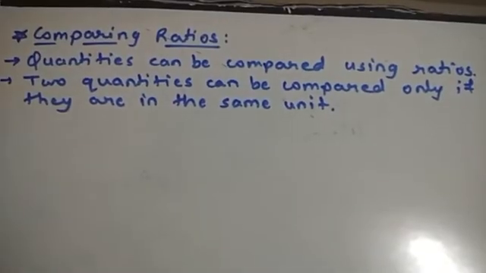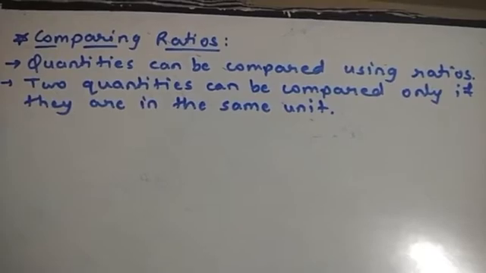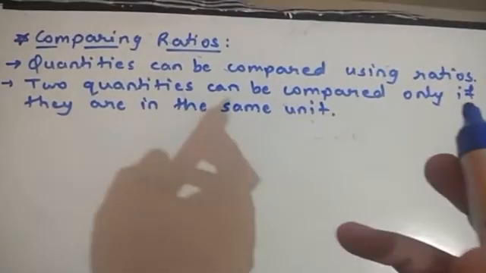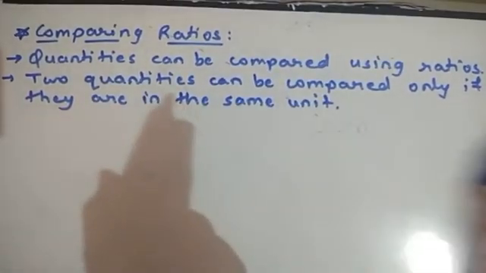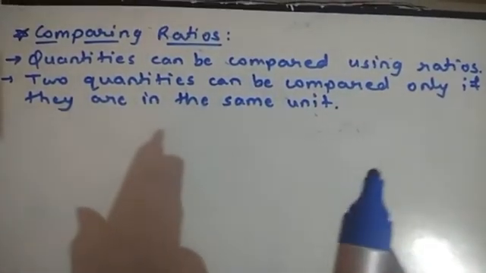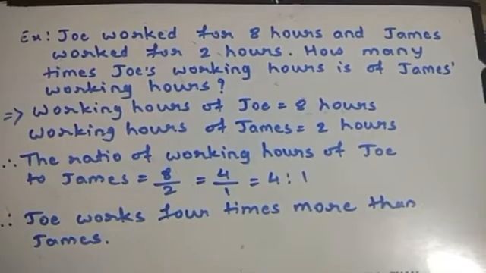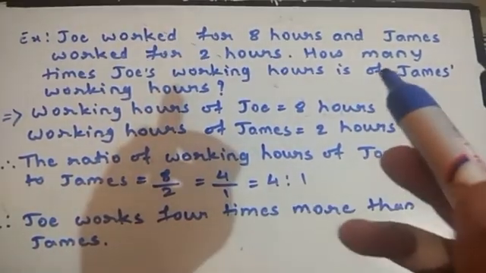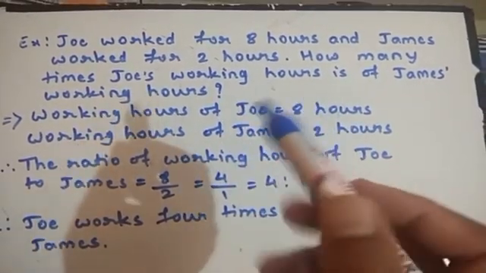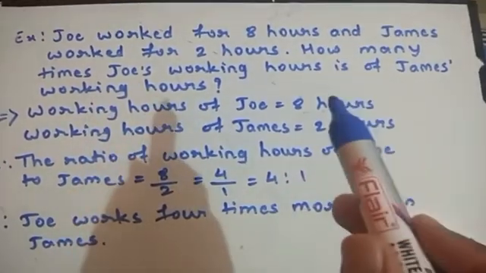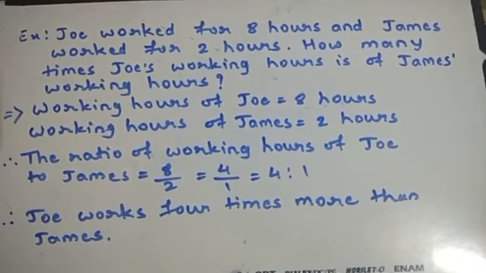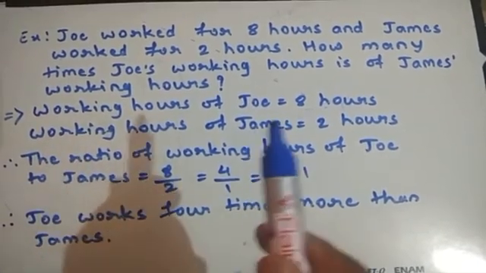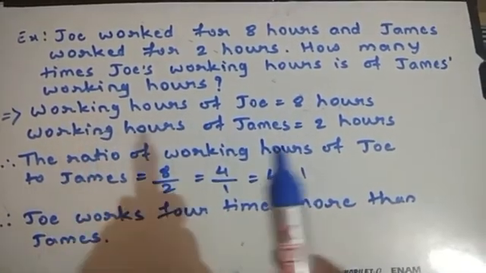Next part is comparing ratios. Here, quantities can be compared using ratios that we know, as well as two quantities can be compared only if they are in the same unit. You can see here one example. Joe worked for 8 hours and James worked for 2 hours. How many times Joe's working hours is of James' working hours? So here we are going to compare the two quantities. Therefore, given things are working hours of Joe 8 hours, working hours of James 2 hours.